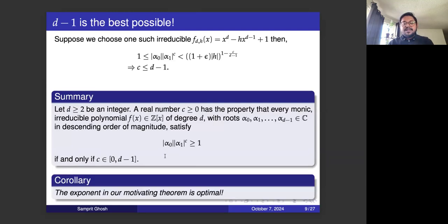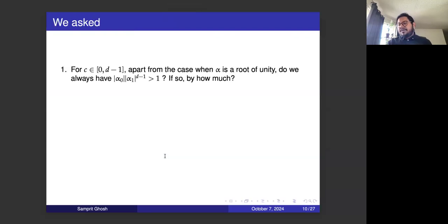So the corollary is the exponent in our motivating theorem is optimal. You cannot do better than d minus 1. We then ask the following questions. We know that it is always bigger than or equal to 1 if you don't consider the trivial case where alpha is a root of unity. Is it always strictly bigger than 1? If so, by how much? Can we write it as 1 plus some term?